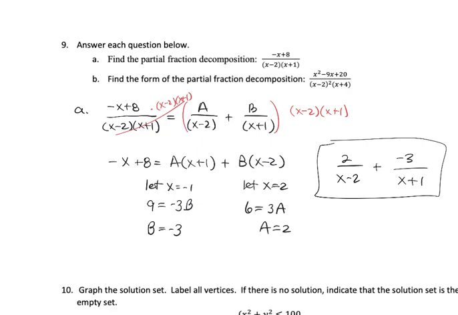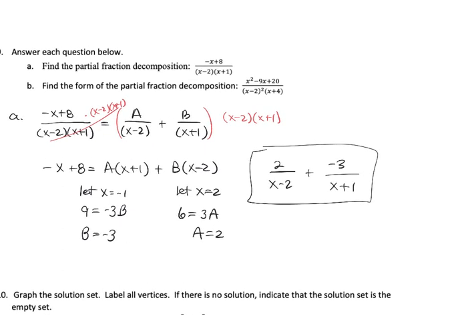For part B, we only need to write the form of this partial fraction. So there are three factors. X minus 2 squared counts as 2. X plus 4 is a unique linear factor.